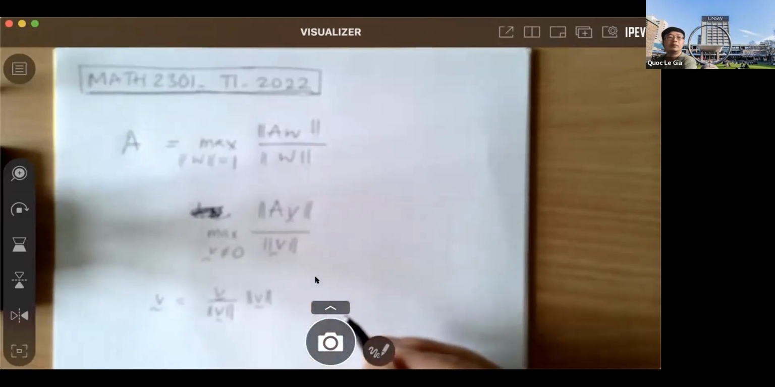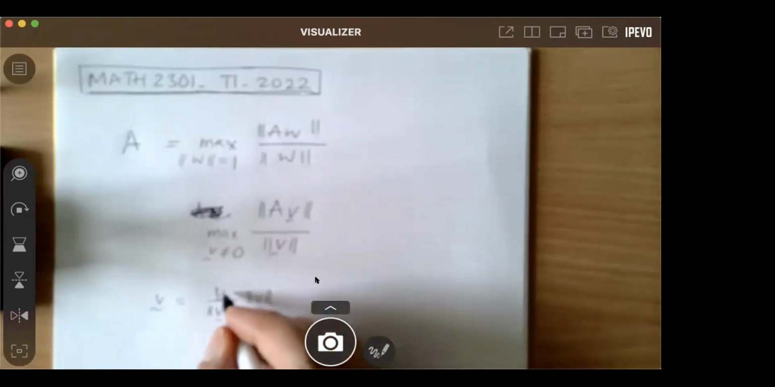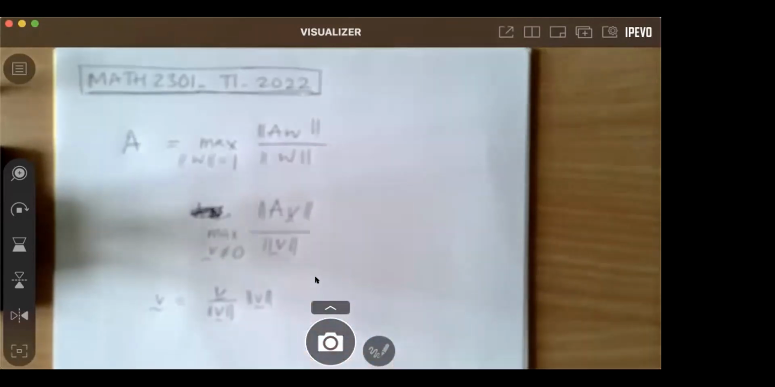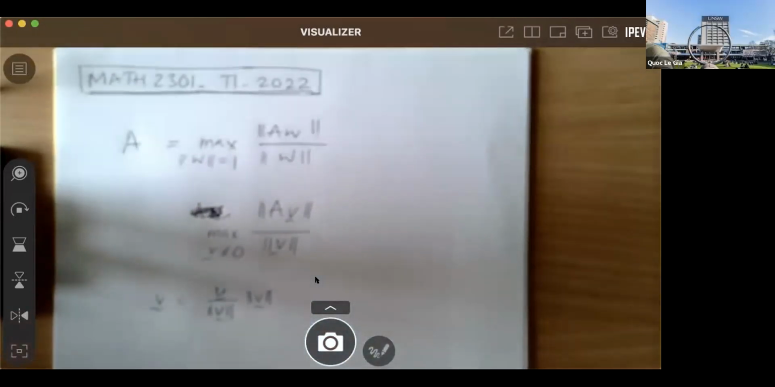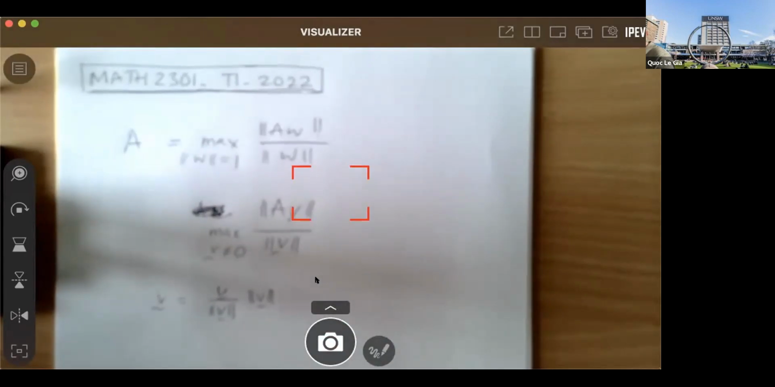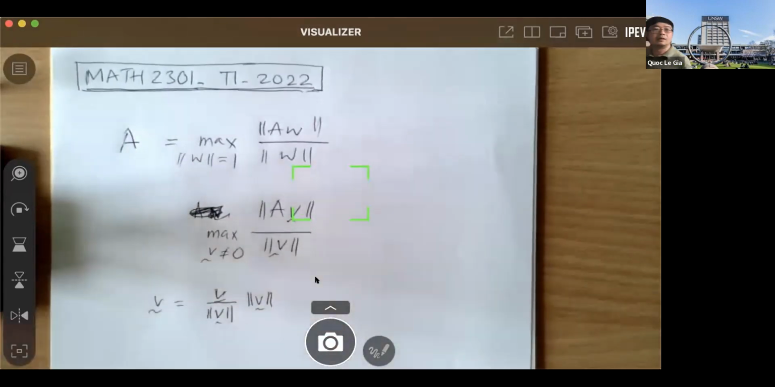Could you refocus the camera? It's a bit blurry for us. Okay, thank you. So how do I focus? Is it better now? Yeah, okay, thanks.